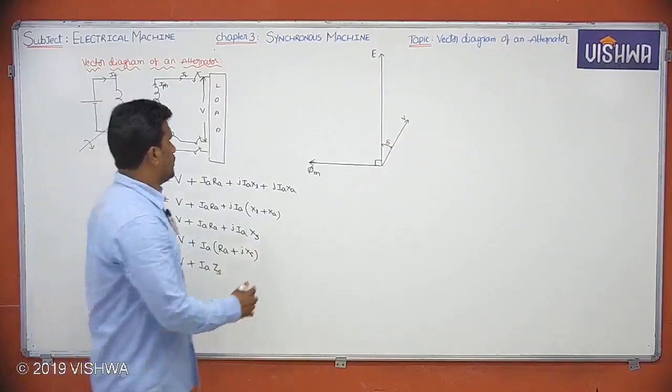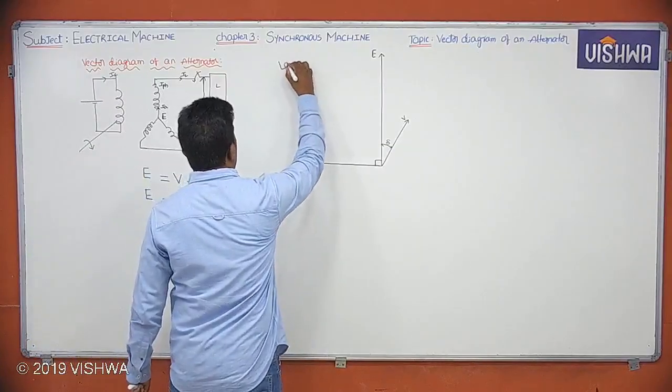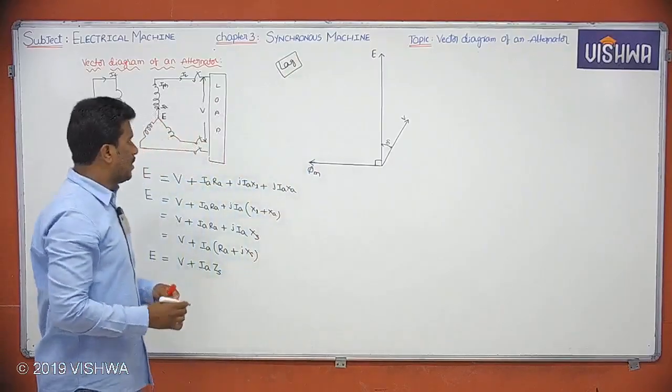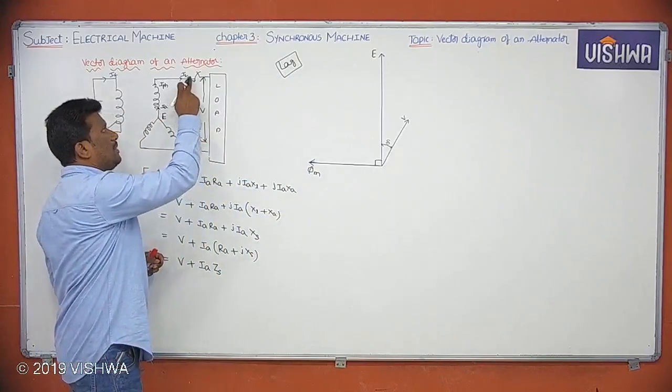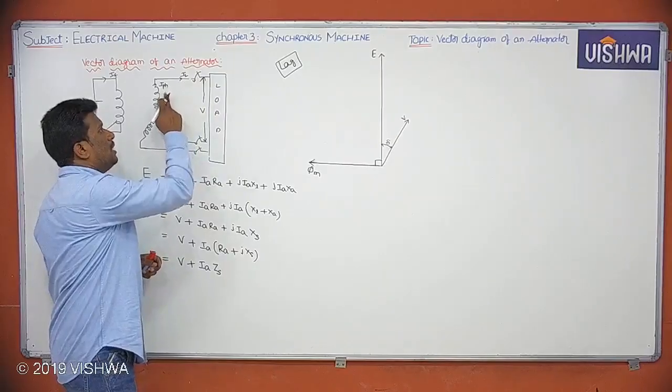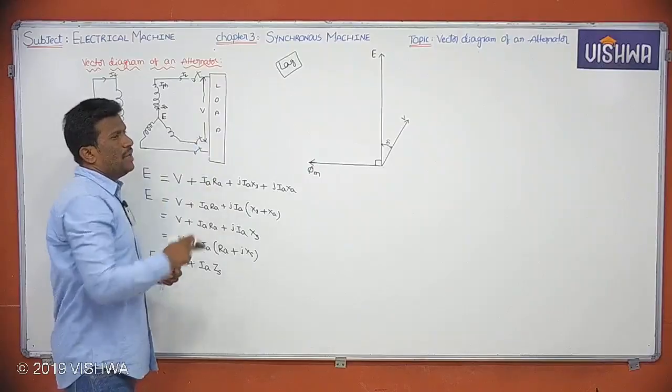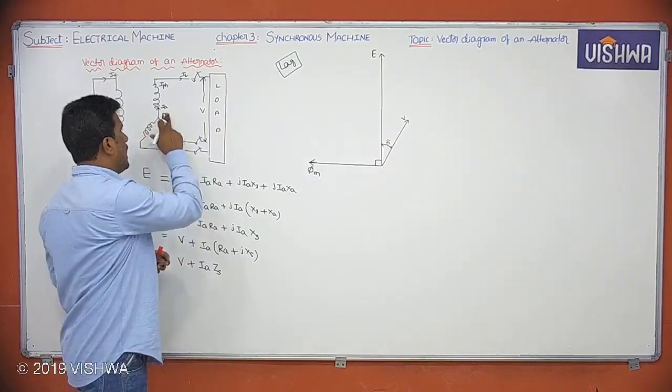Now let us discuss the vector diagram for lagging load. Whenever you are drawing the vector diagram for lagging loads, you know load current IL equals I phase equals IA. This IA lags V. Is it clear? IA lags V.